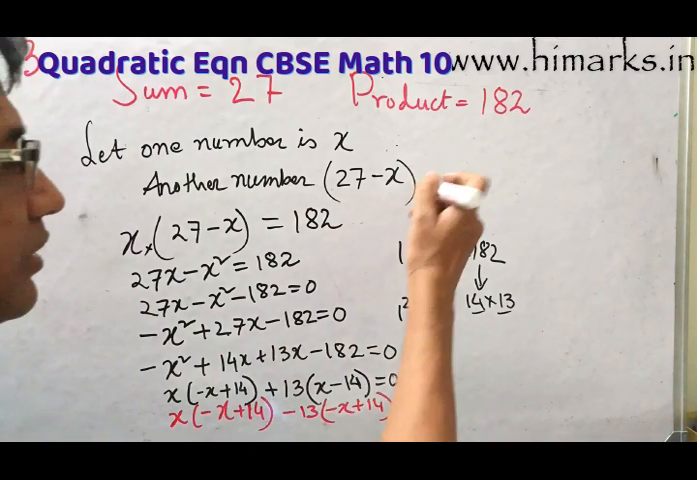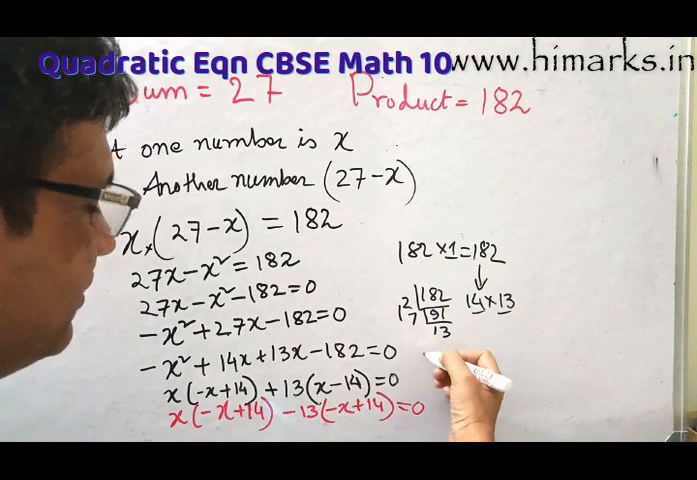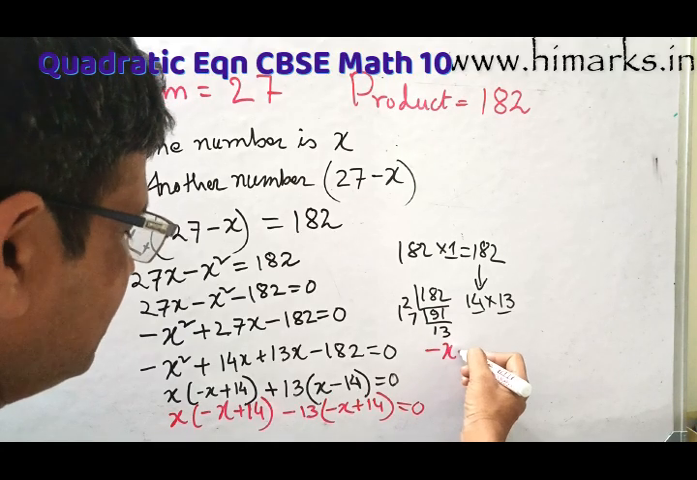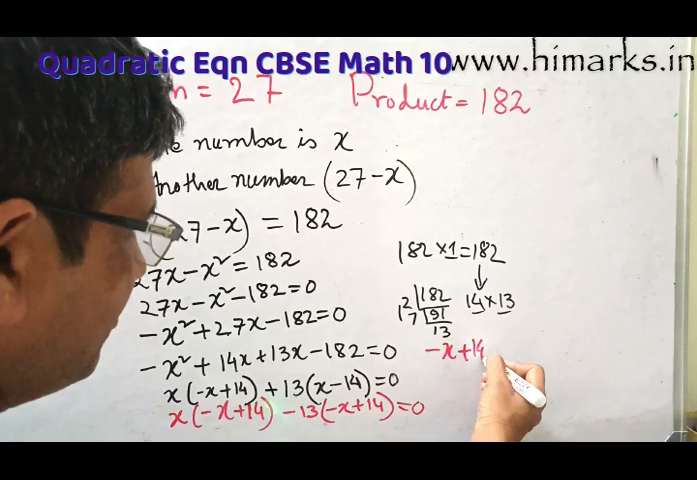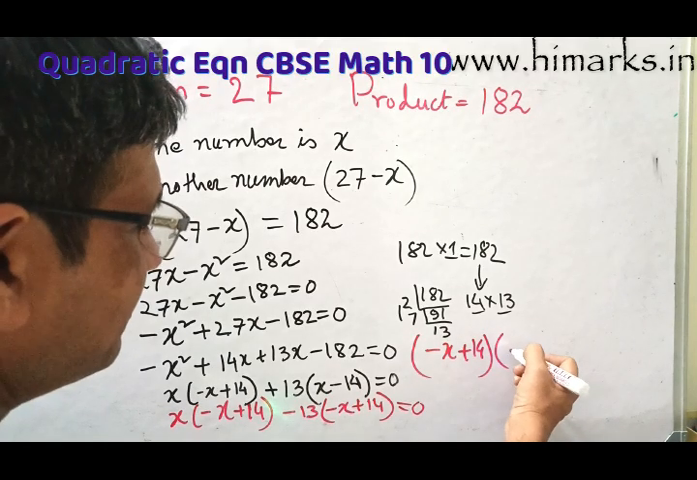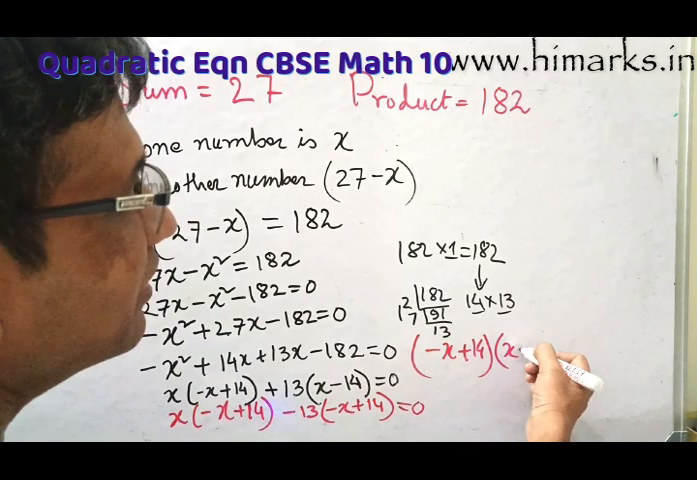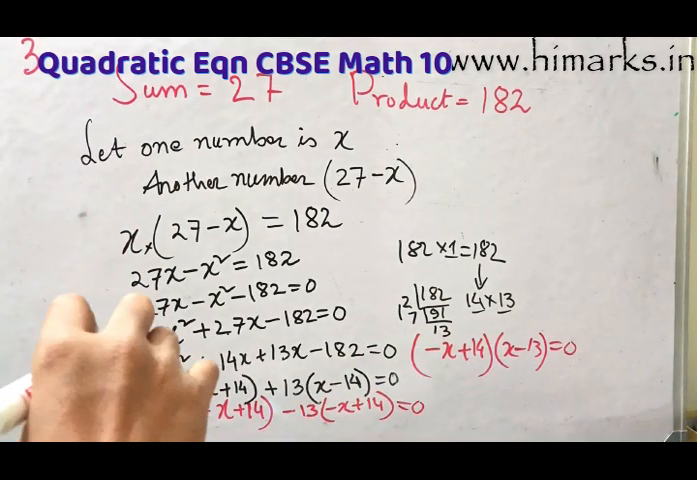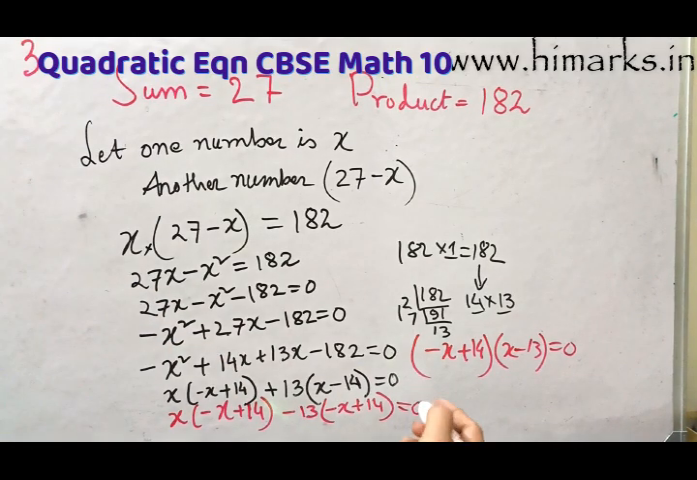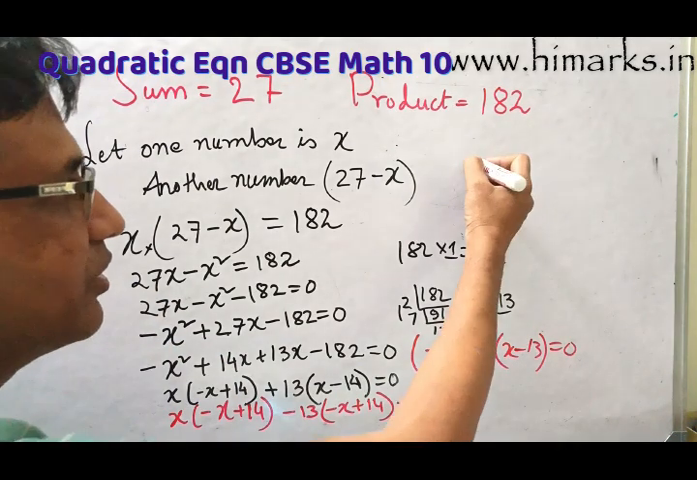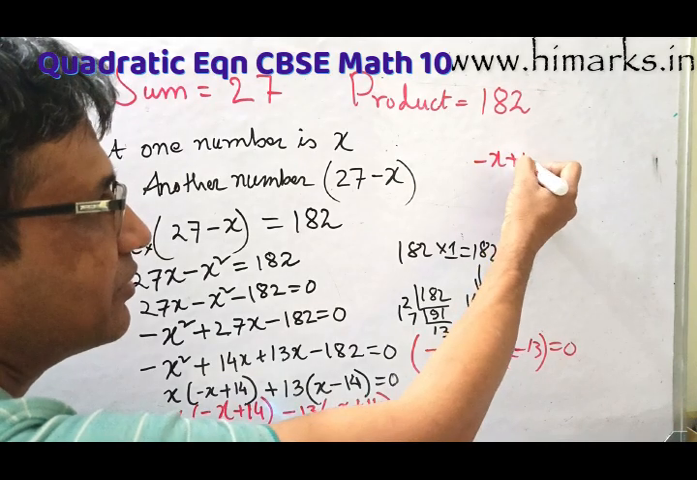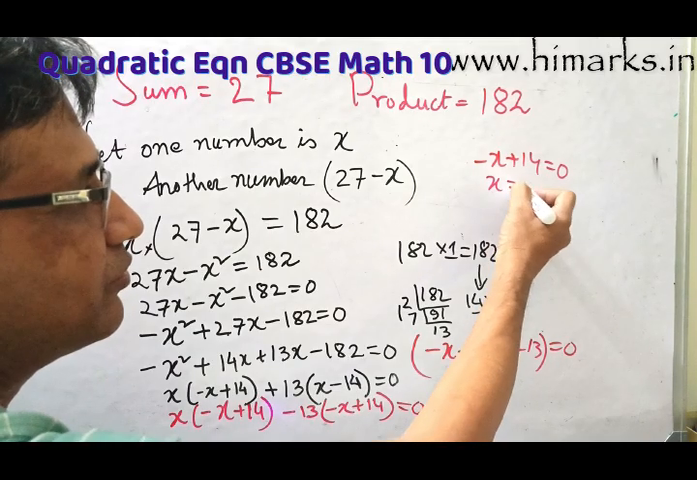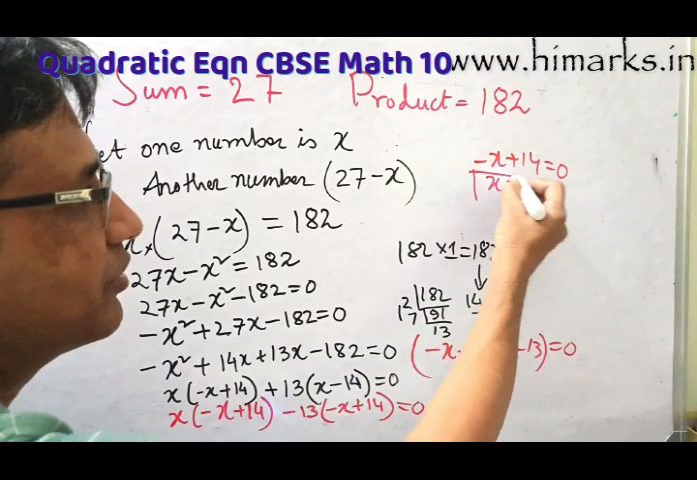So after this, what is here? Minus x plus 14 if you take common here. So remaining is x and from here 13, equal to 0. So now this is the factorization complete. Now you have to get a solution. Minus x plus 14 is 0. So x equal to 14. This is one solution.